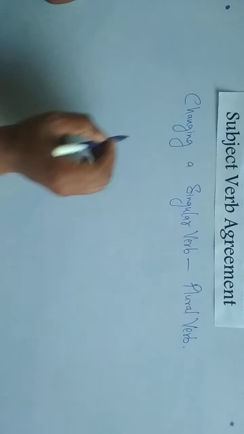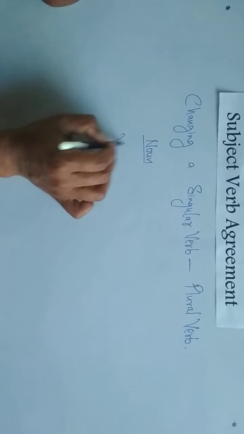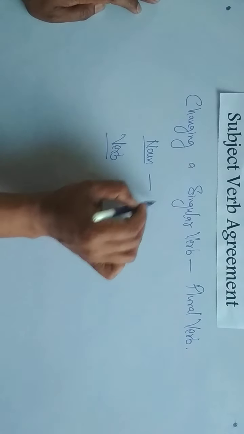As I said, we can change nouns into plural. Same way we can change verbs also into plural. So what is the difference between changing of a noun into plural and changing of a verb into plural? For example, let's take a noun dog.